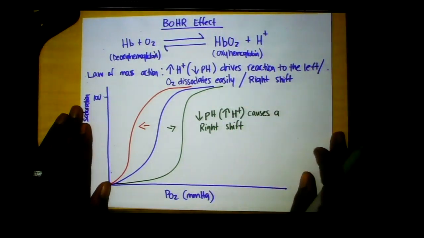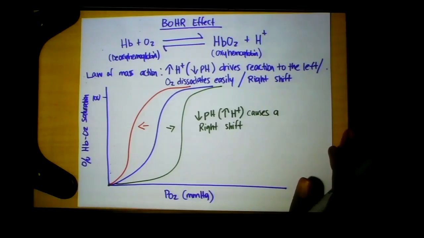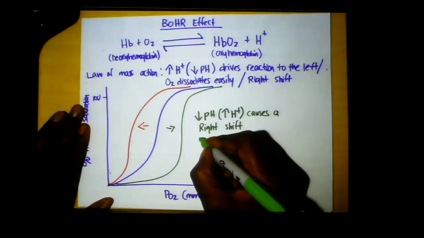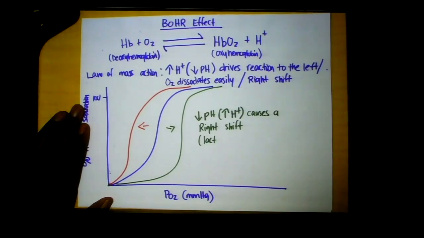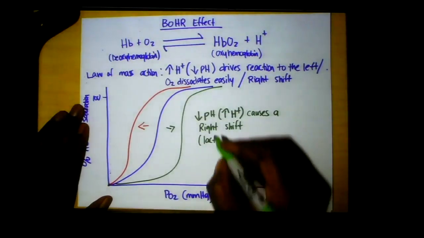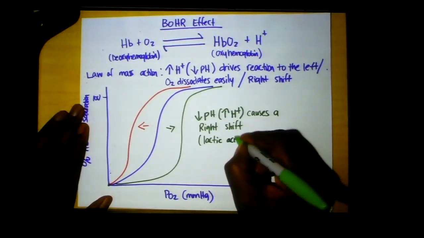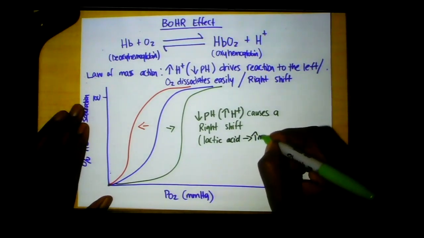And if we're thinking about the overall picture, like I mentioned earlier, this is again an increase in metabolic activity. So think about things like lactic acid production, right? Lactic acid, which is going to shift the curve to the right by driving this reaction to the left, okay? Think about lactic acid production, which is an increase in metabolic activity.